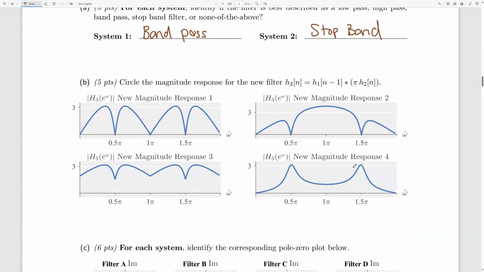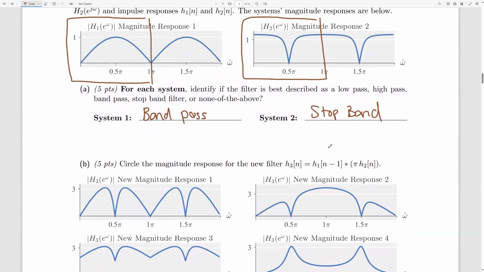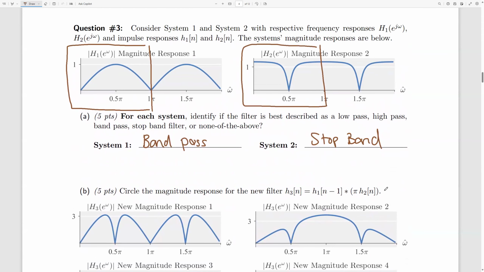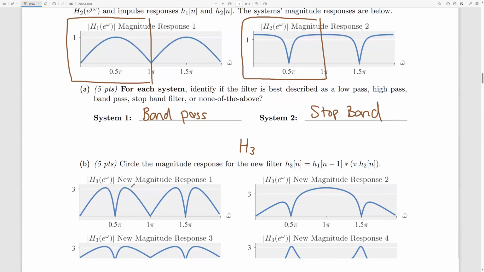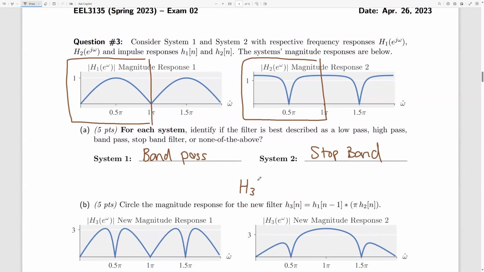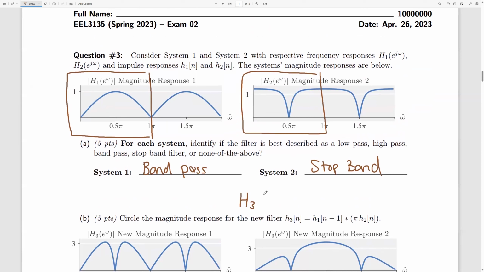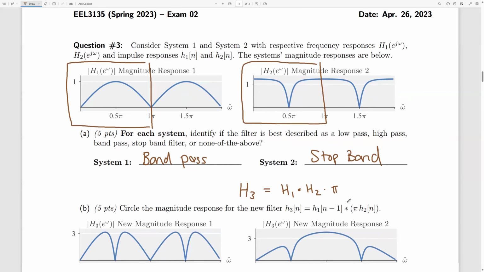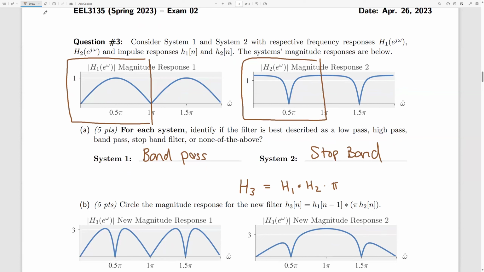Next, circle the magnitude response for the new filter H3 equals H1 convolved with H2. If you remember the idea, when you're convolving, then in the new frequency domain, in terms of e to the j omega, but it doesn't really matter, it's a magnitude, the convolution is going to turn into element-wise products, and there'll be a pi here if you want. So anywhere element-wise that you see zeros, it's going to stay a zero.